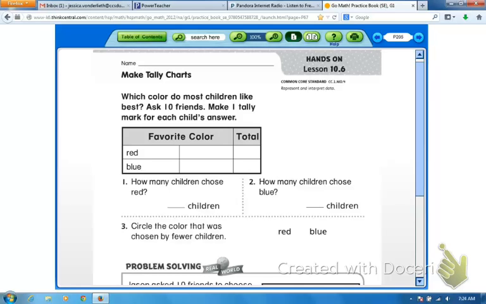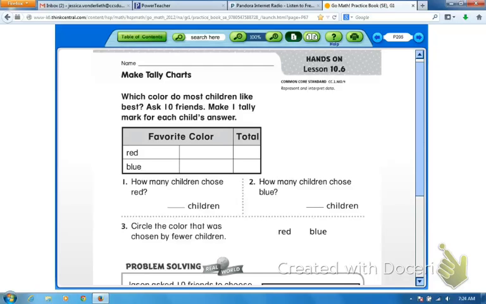For lesson 10.6, we learned in the previous lesson how to read a tally chart. Now we're learning how to make a tally chart. In class, each one of the students got to ask 10 of their friends which was their favorite color, either red or blue.